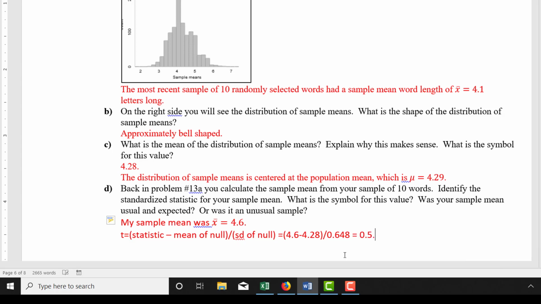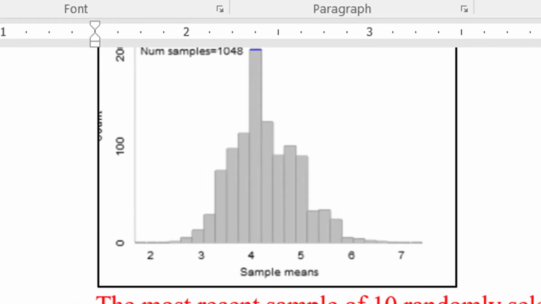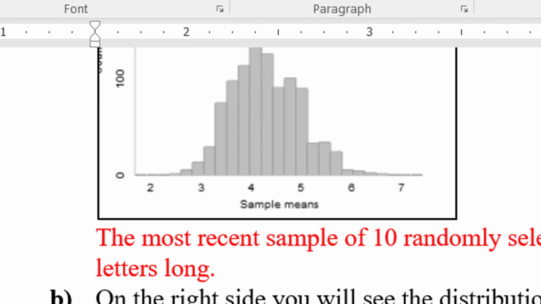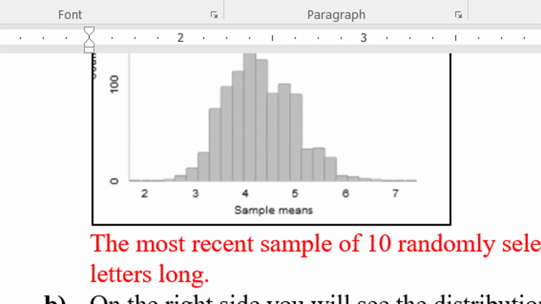I'm just going to say approximately 0.5. So the t-score is about 0.5. That's saying that my observed sample mean of 4.6 letters per word is only half a standard deviation above the mean of the null distribution. In other words, this is an expected sort of sample mean to get if the true population mean is 4.29. And we're not even hypothesizing the true population mean is 4.29. We actually know in reality the true population mean is 4.29. So we got a normal, usual, expected sort of sample mean given the fact that the mean of the population is 4.29.